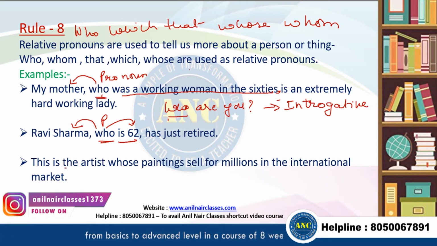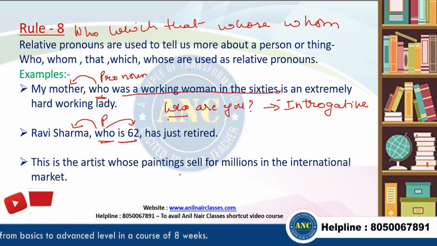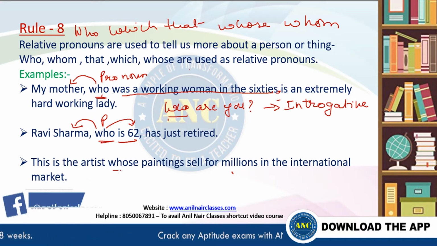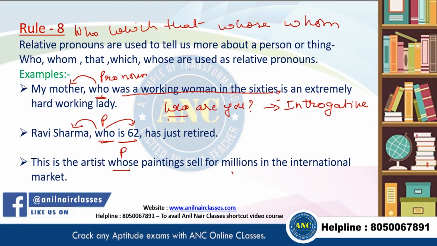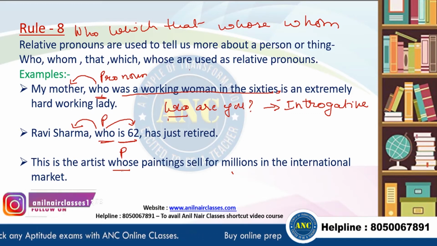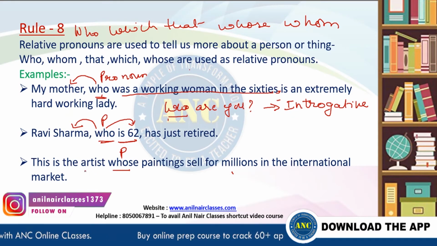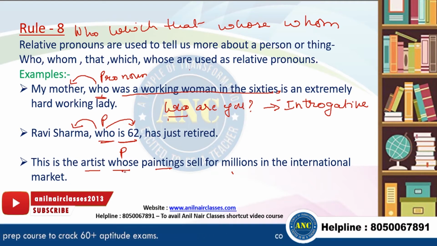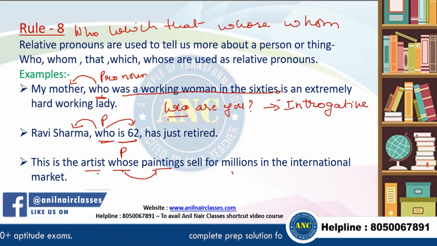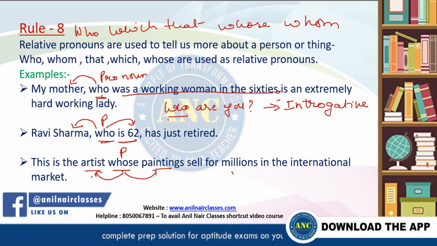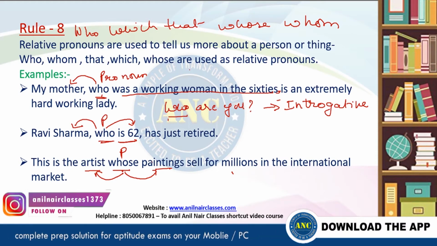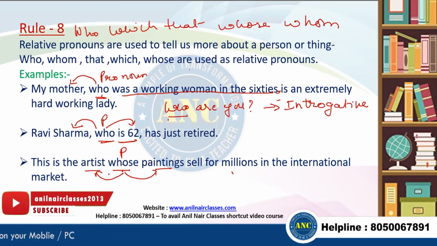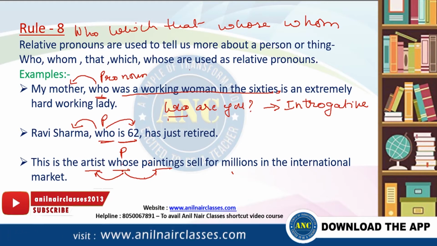Fine. Now this is the artist whose paintings sell for millions in the international market. Now here whose is a relative pronoun. What is whose doing? It's showing me the connectivity or relationship between the artist and the paintings. So this word whose helps me to know that these paintings belong to this particular artist. This artist has actually painted these. Whose is showing me the connection between the two. So it's a relative pronoun.